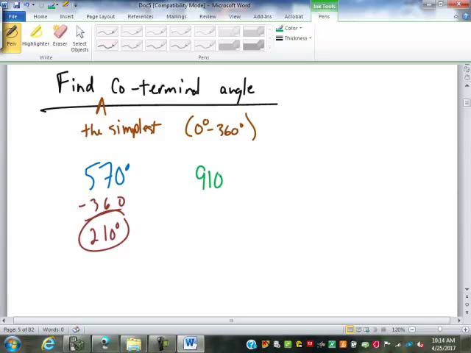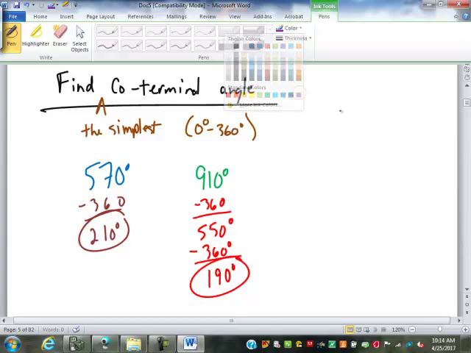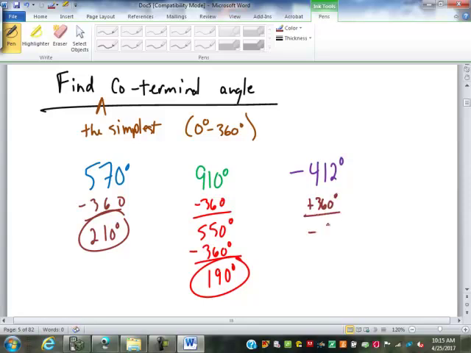If I give you 910 degrees, what am I going to do? Well, we're going to subtract 360 first, get 550, then subtract it again, which gives 190 degrees. What if I have negative 412 degrees? Add 360. Very good. We add 360, we're still at negative 52. Then what? Add 360 one more time. We're at 308 degrees. So that is how you find coterminal angles.